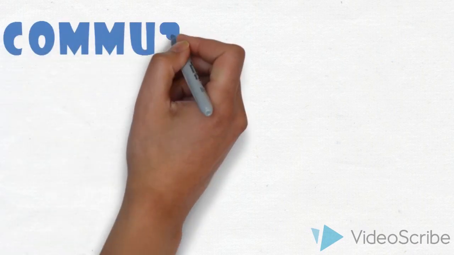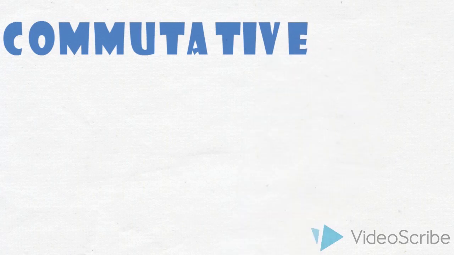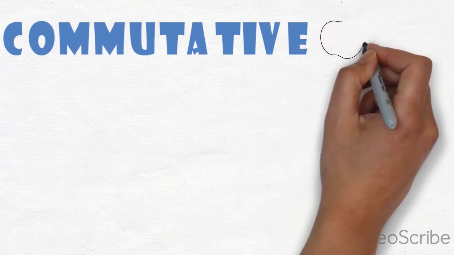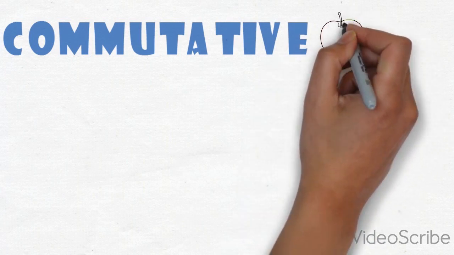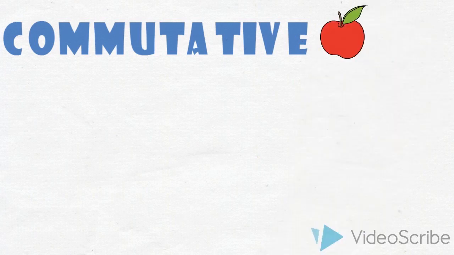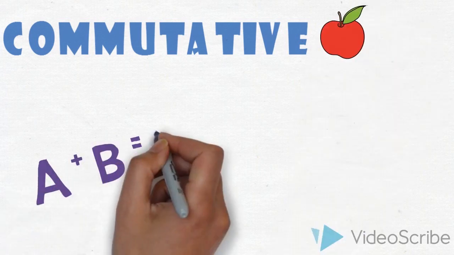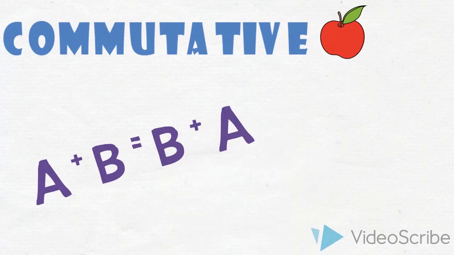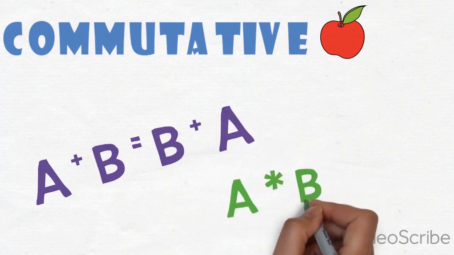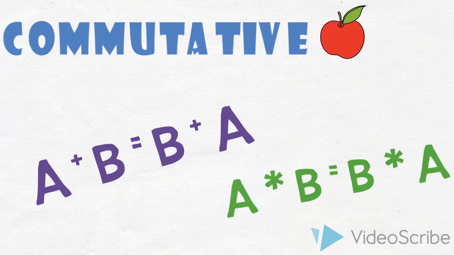In the second case, we have the commutative property, which is the one that says that no matter the way we order the elements of the operation, if it is an addition or a multiplication, the result will be the same. For example, a plus b equals b plus a, a by b equals b by a.